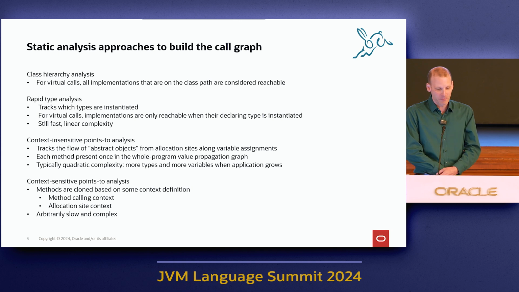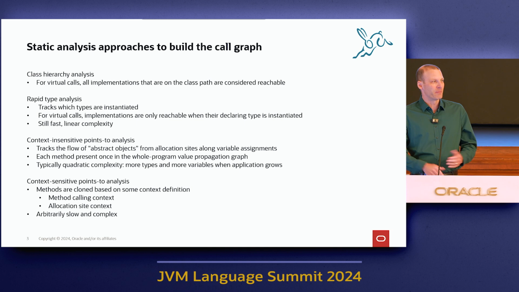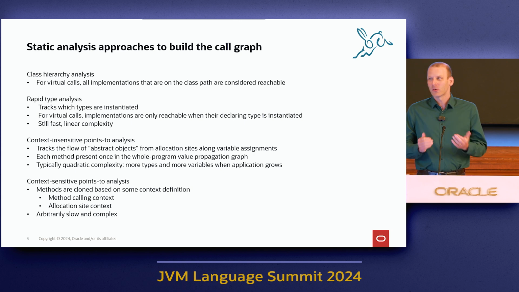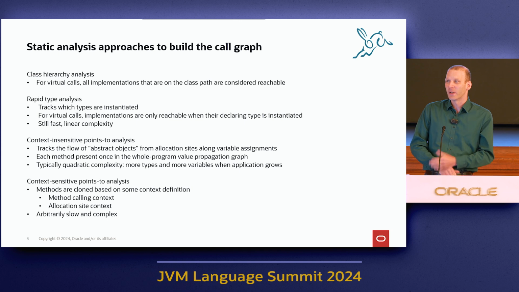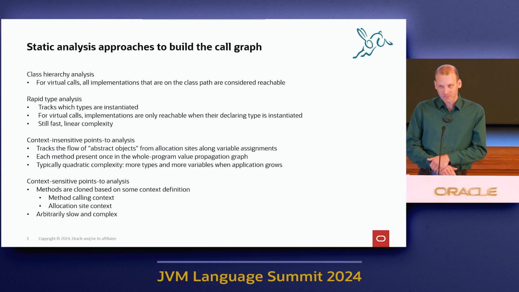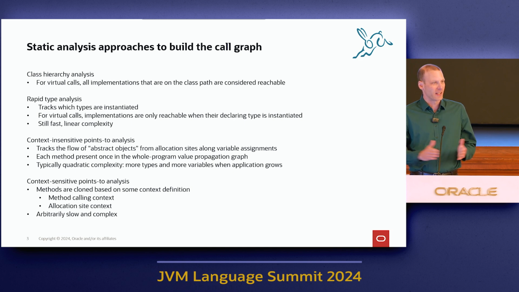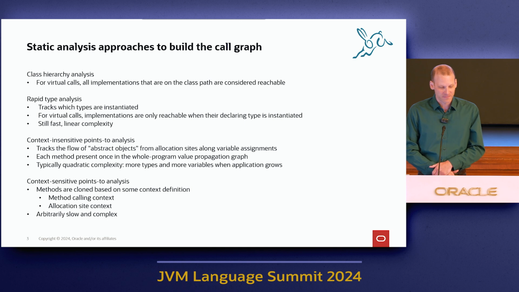But it's also a little imprecise, and the next more precise analysis is called rapid type analysis. It takes the class hierarchy analysis, but adds one important optimization and says, I only need to look at classes where I already found some instantiation site before. So I don't look at my whole class path. I only look at classes where I already found a new instance before, and that makes the analysis more precise. But it's still fast. You can do it in linear time, because you go over your application once.